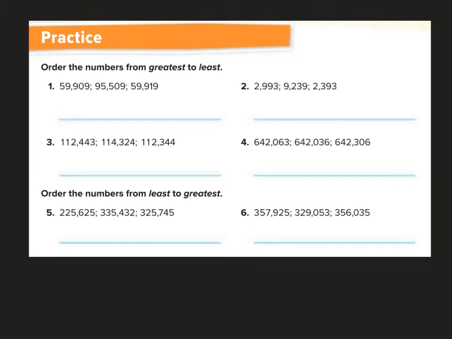So when we read the directions, order the numbers from greatest to least. And look down here, you guys. Order the numbers from least to greatest. That's why I tell you, you need to circle it so your brain can rethink, what am I supposed to do here? I'm not going to do all of these. I'm going to pick a couple. So let's do this guy. This guy looks kind of challenging. So let's line them up first. 642,063.